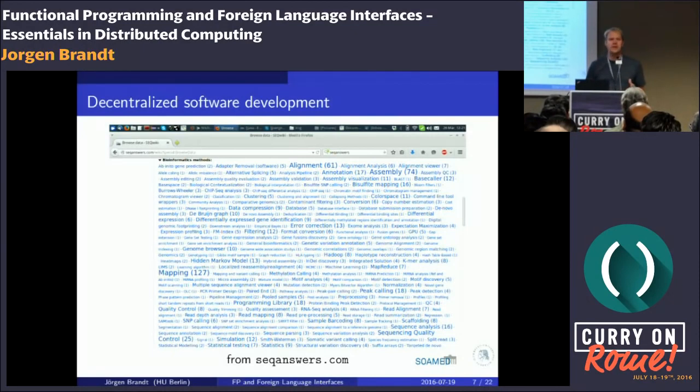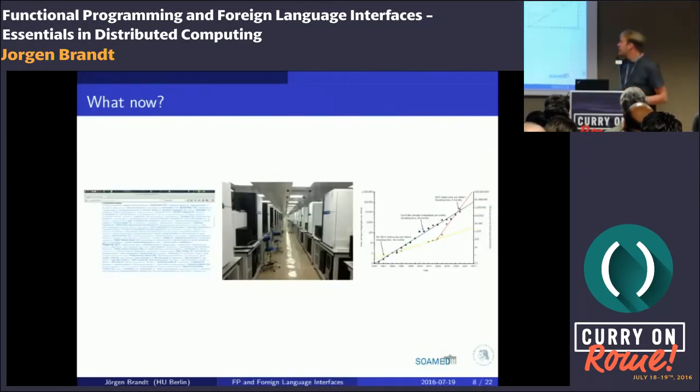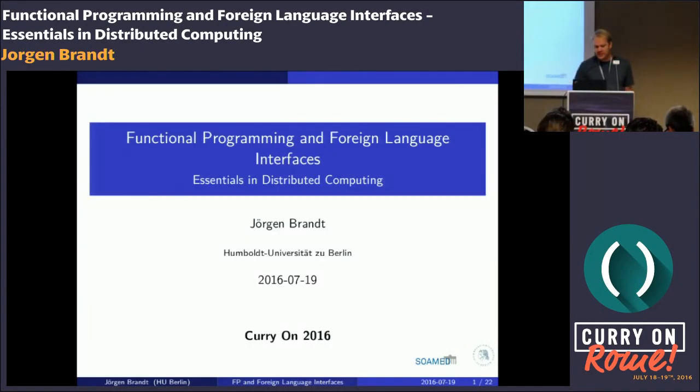Yeah, and this is kind of the problem setting. To reiterate, we have a lot of software that we need to reuse. We can't just re-implement it, but we'll see.